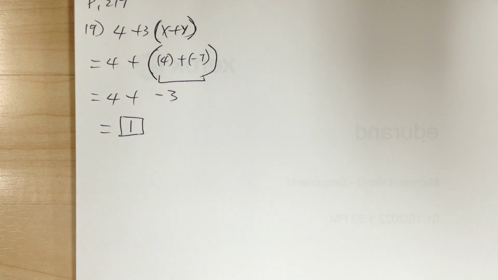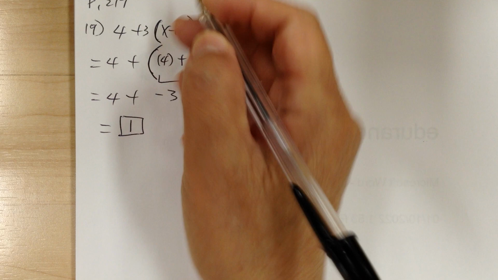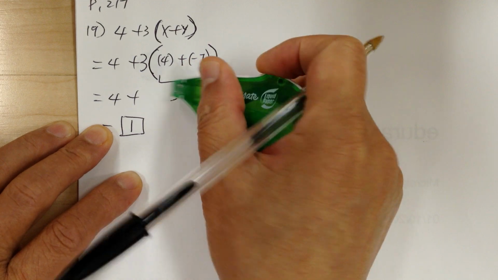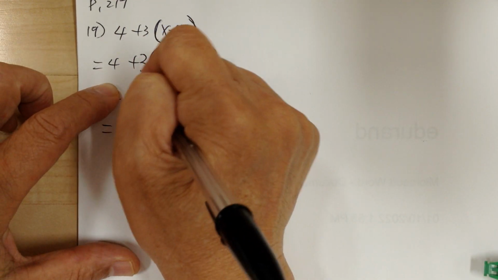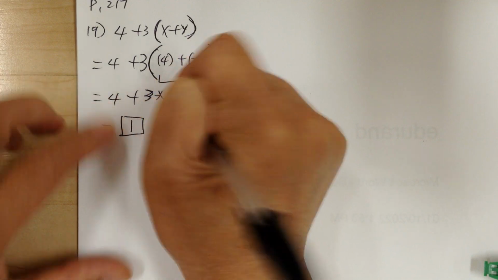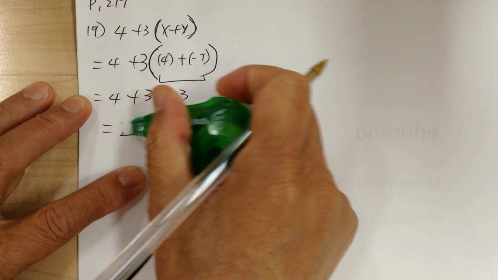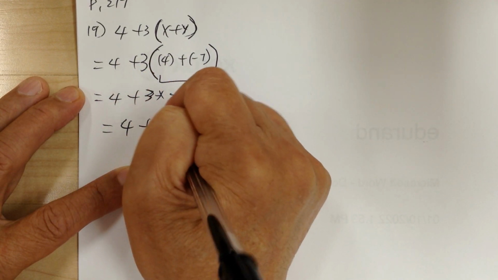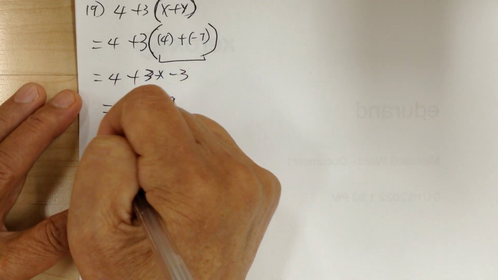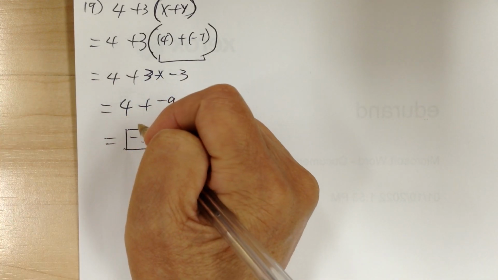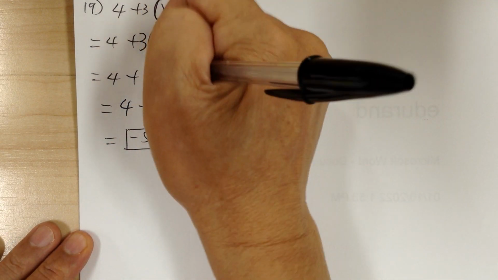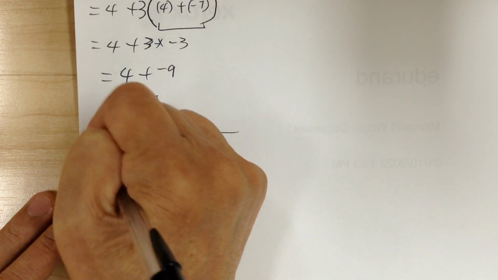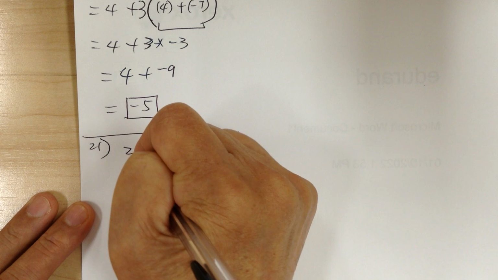Wait, double check something. Something is not right. Oh, I forgot the 3 over here. I'm missing a 3, so it'd be 3 times -3. So I have to back up a little bit. So this is equal to 4 plus -9, and this will equal -5. There we go. That's why it's important to copy things down and line it up. It will cut down on mistakes, and if you make a mistake, it's easy to catch.